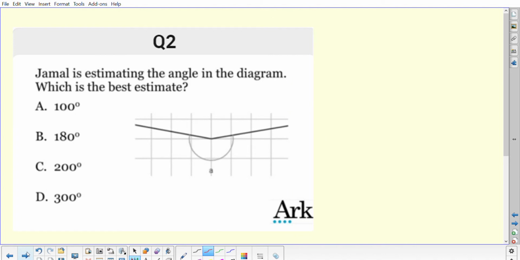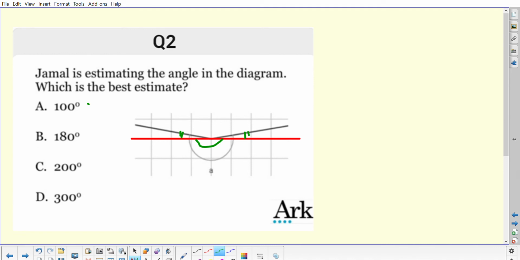For question 2, you're estimating the size of that angle. If you're aware of the size of a straight angle, and know that it is 180 degrees, then this bit here, because the line is up at either end, is a wee bit more than your 180.